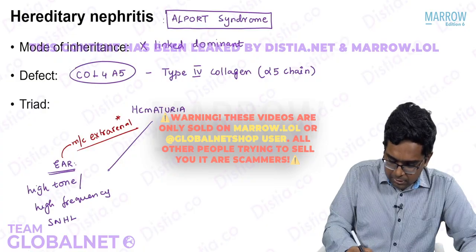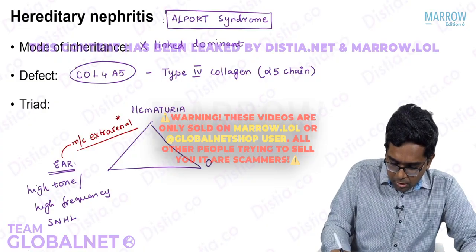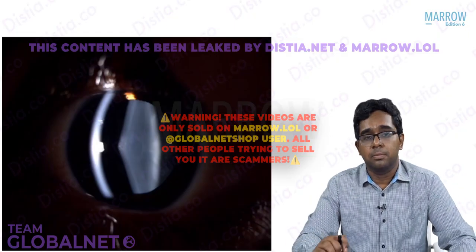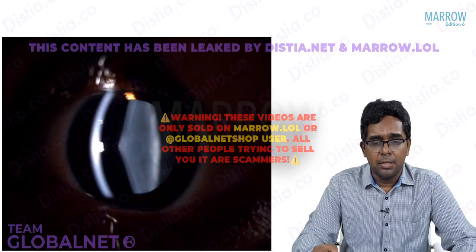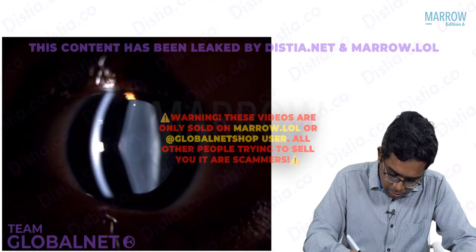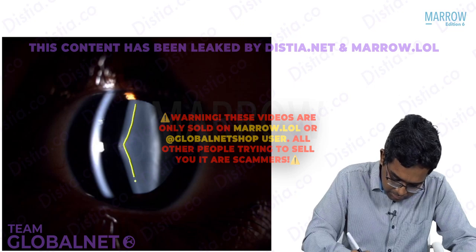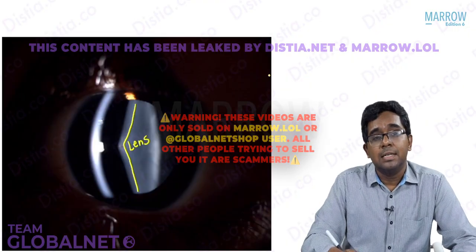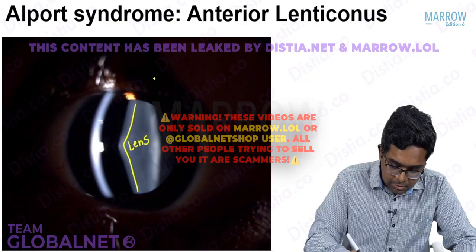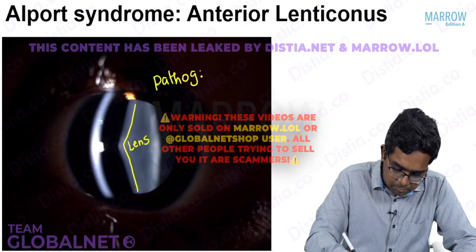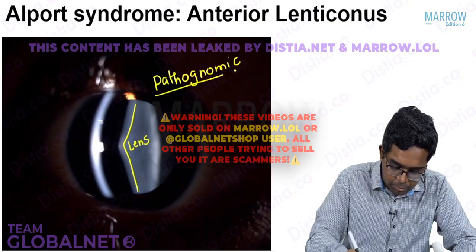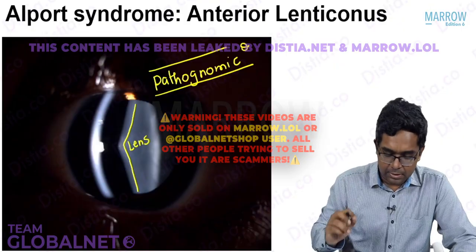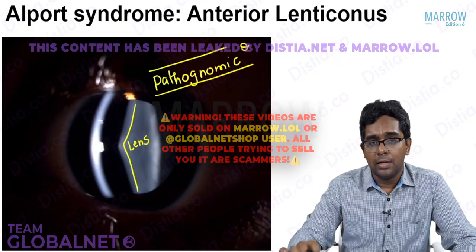And the third feature in this triad is the ocular manifestations. What are the ocular manifestations? Let's have a look at this picture. This is the slit lamp examination, which is showing the characteristic protrusion of the lens like this. Can you notice that? This is the lens which is protruding forward like this. And this is what you call anterior lenticonus, which is a pathognomonic finding of Alport syndrome. Very, very important question for you. Okay, right. Anterior lenticonus is a characteristic pathognomonic finding of Alport syndrome.